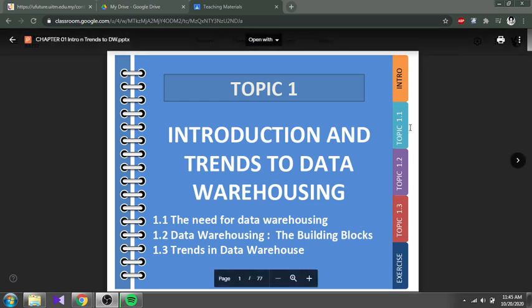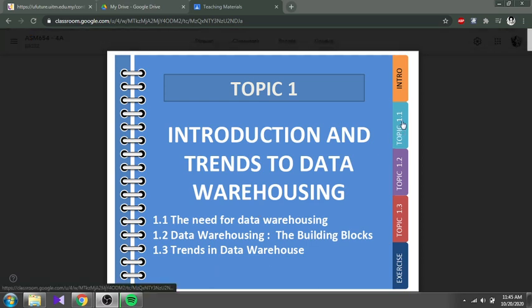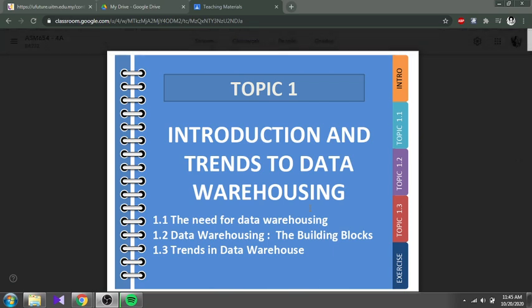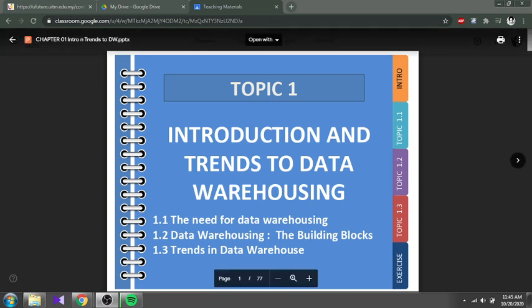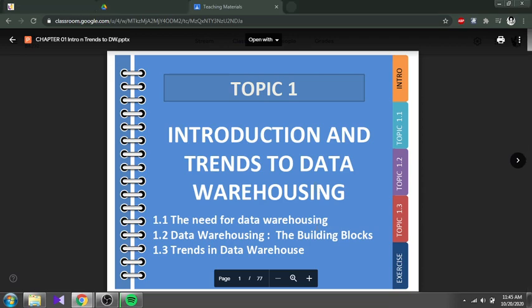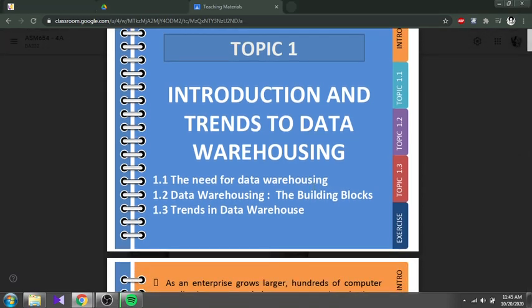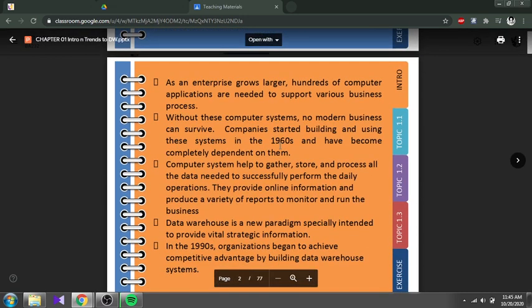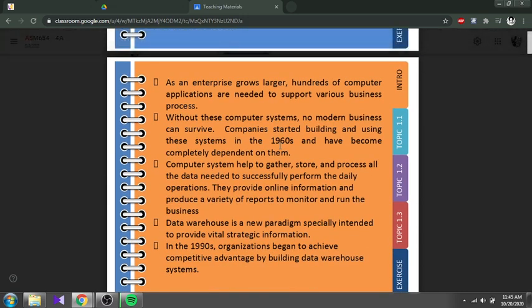We go directly to topic 1.1, the need for data warehousing, the building blocks, and trends in data warehouse. I will try to cover the first one in this video. Later on we will see how we proceed with the next chapter. Okay, a bit of introduction. You can just read this one.